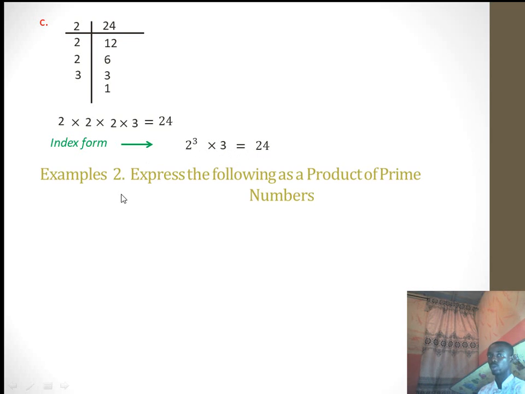Okay, now we'll look into more examples. We want to express more numbers as a product of prime factors. So here we're going to be expressing 40, 75, 81, 225 as a product of prime factors. So we'll move to the next page now. So a solution. We'll work with 40.